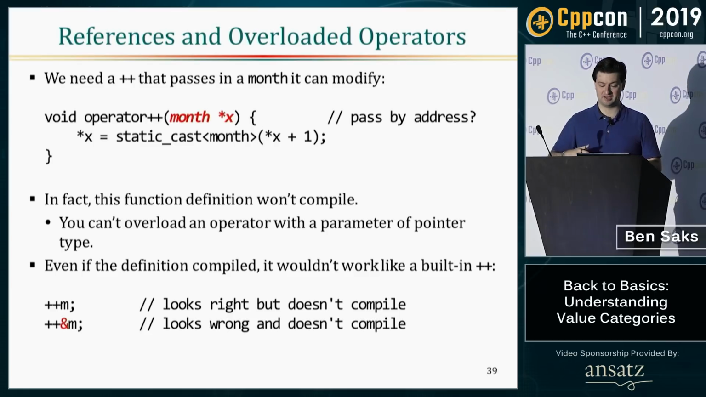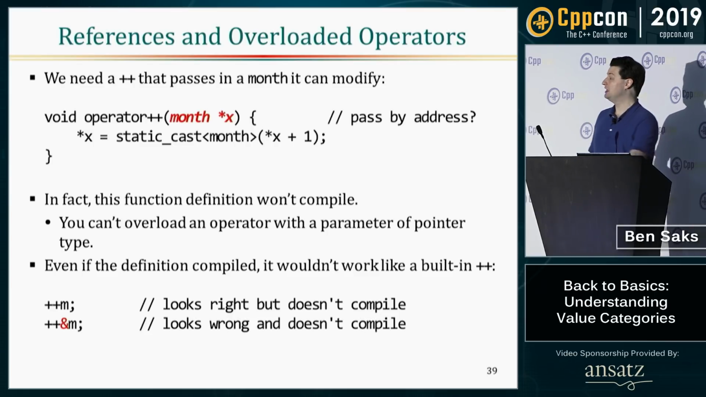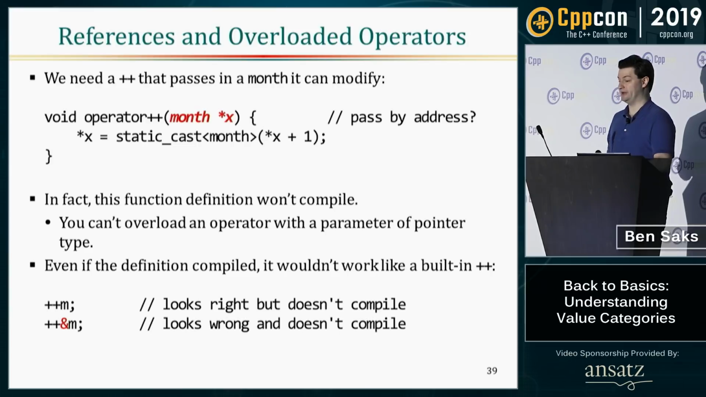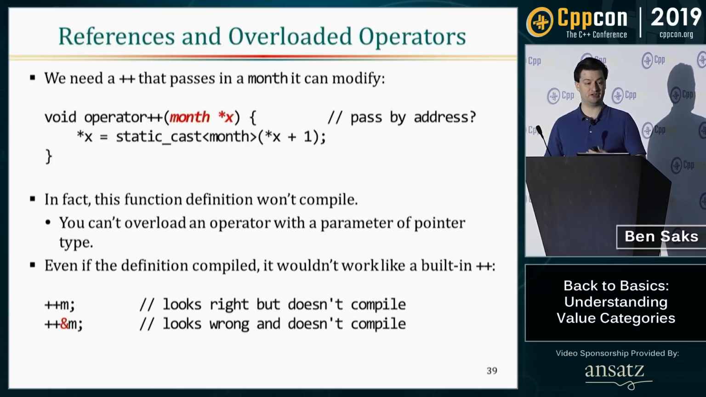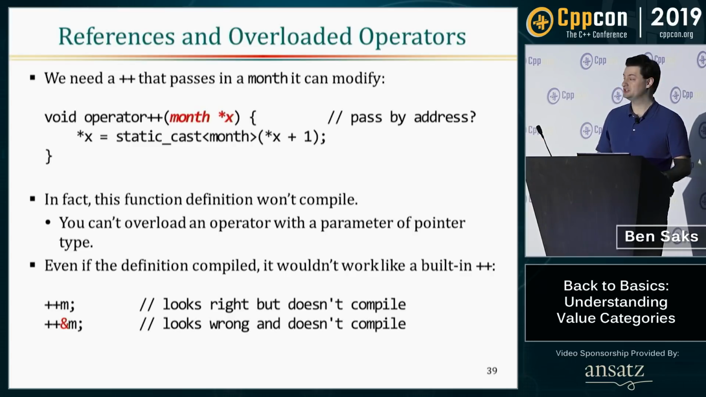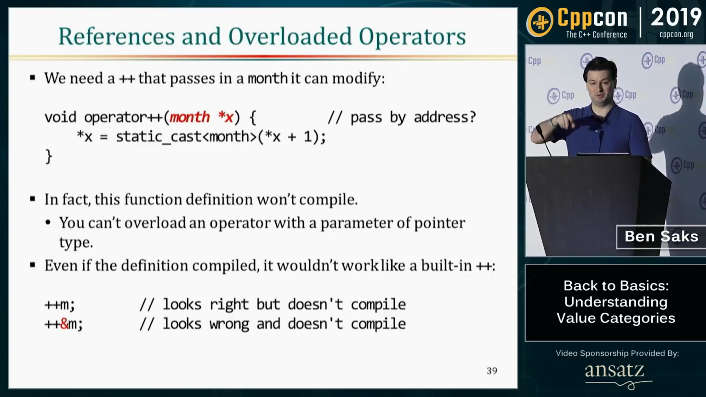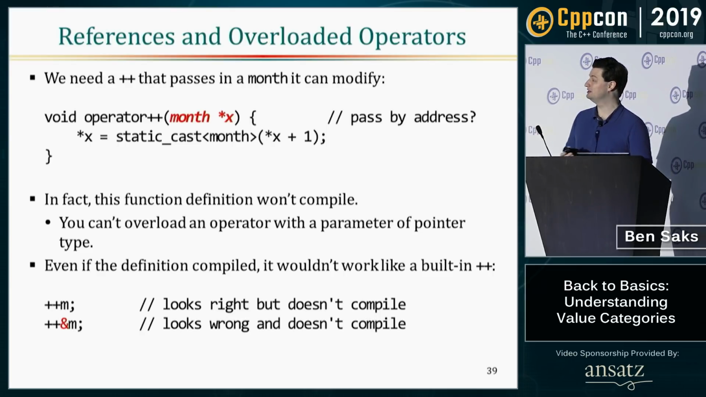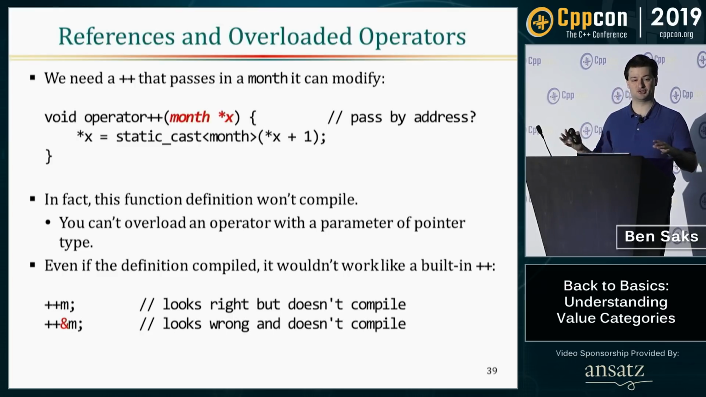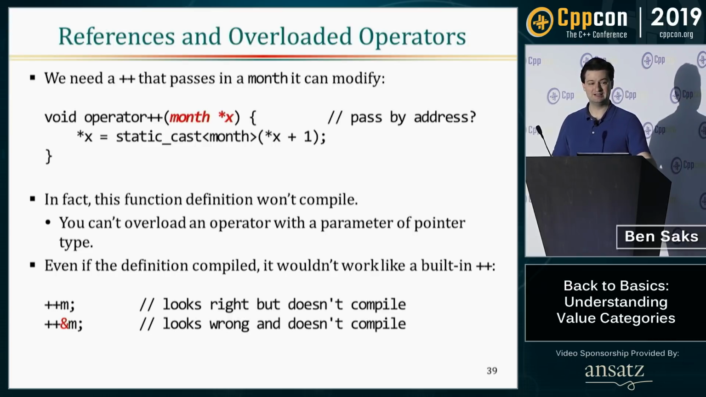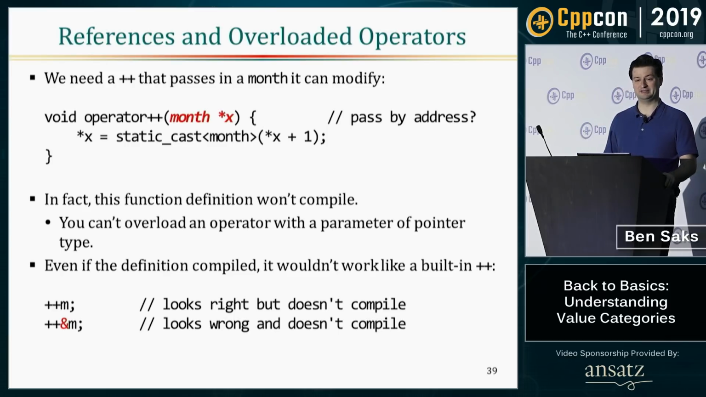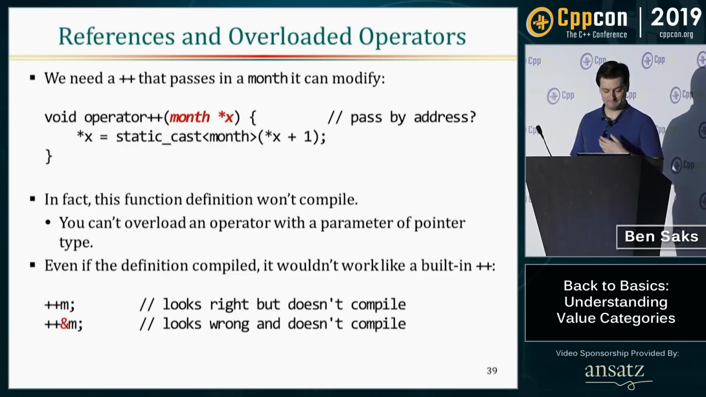It doesn't behave like the built-in types, because ++m isn't what you would write. The thing that you would have to pass as the argument to this function would be the address of m. So whereas you would write ++i to increment an int, you'd have to write ++&m to increment a month. And that just ruins the whole thing. It destroys the illusion that we're trying to create, that built-in types and user-defined types like month behave the same way.